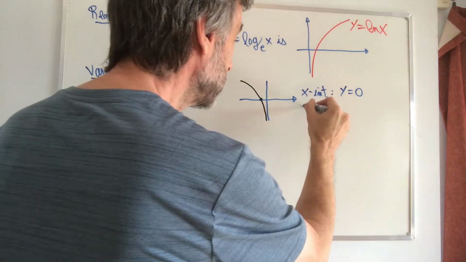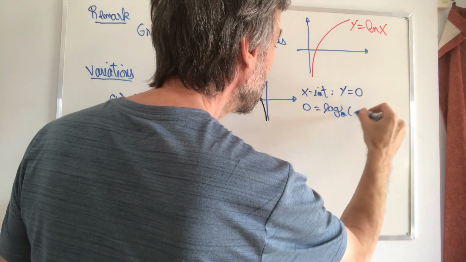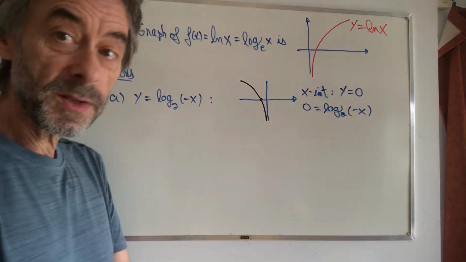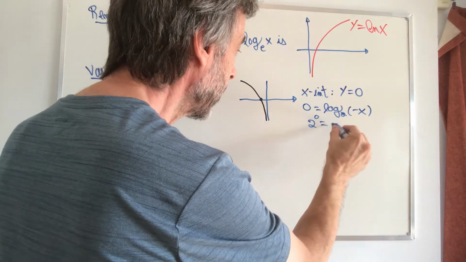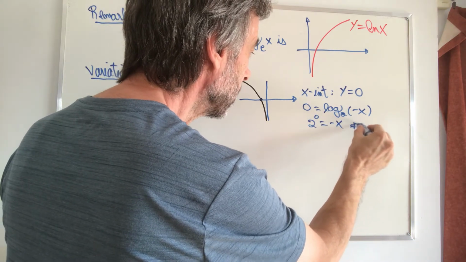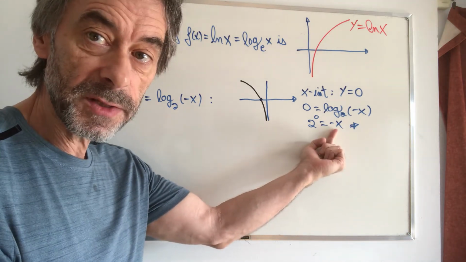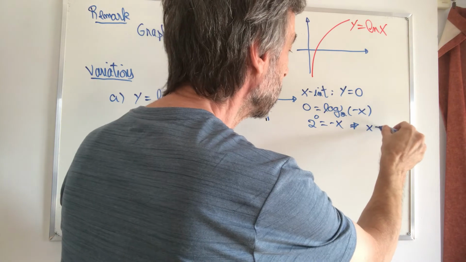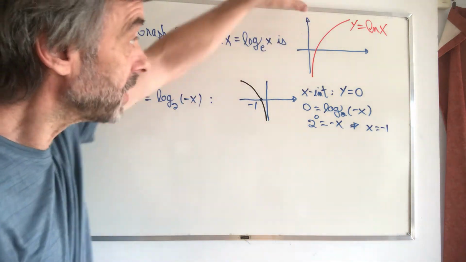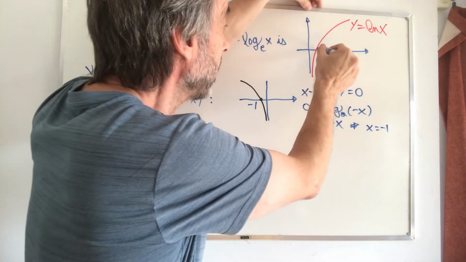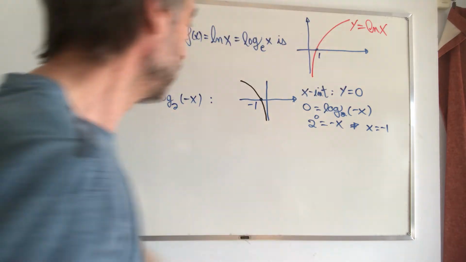So that means that 0 equals log base 2 of minus x. Changing this to an exponential, 2 to the 0 equals minus x. And 2 to the 0 being 1, 1 equals minus x, so x equals minus 1. So that's minus 1. Just like over here in the graph of ln, this could also have been verified to be equal to 1.